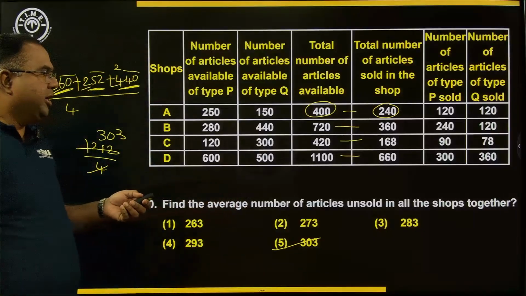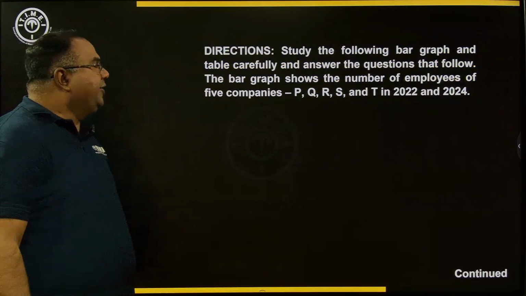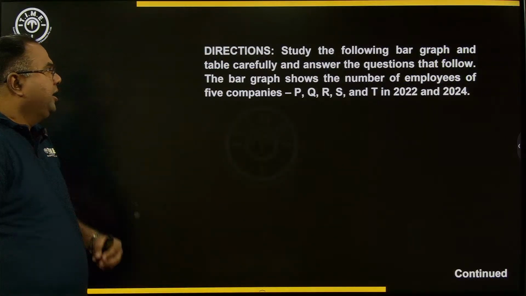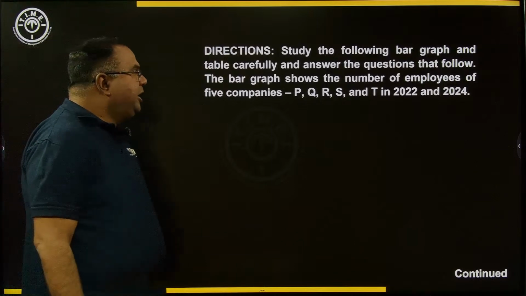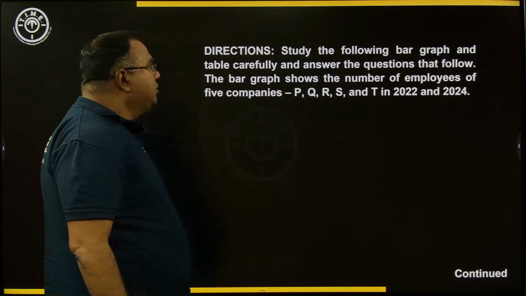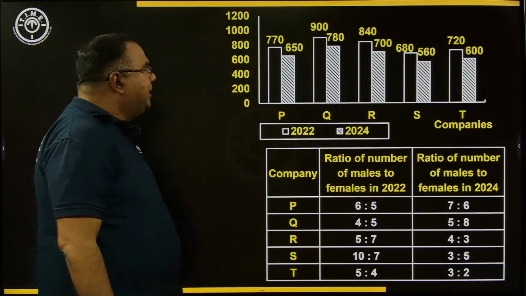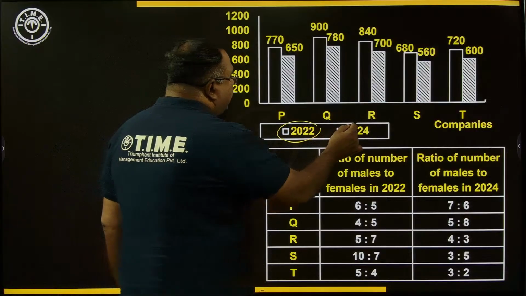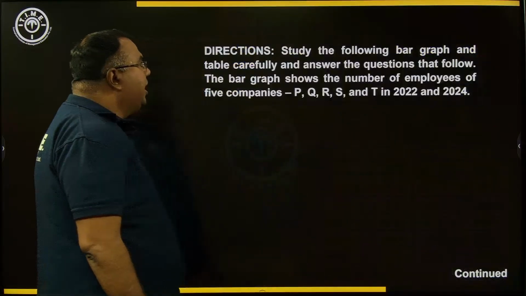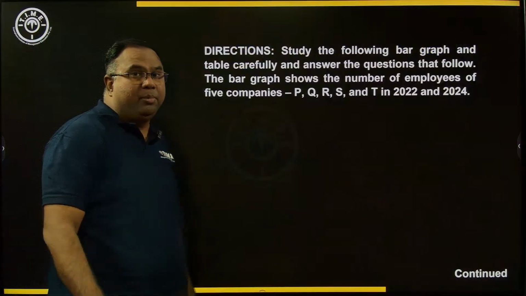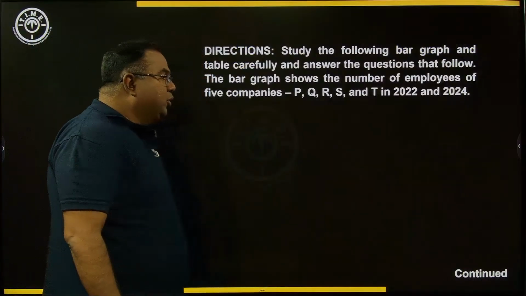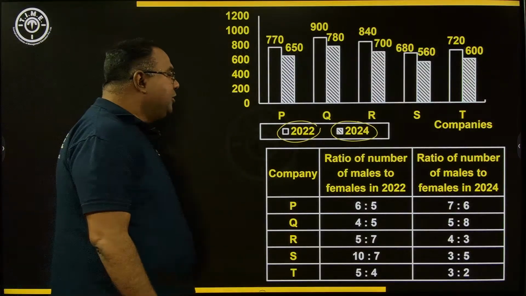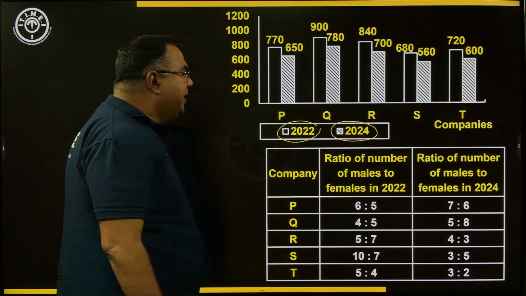Right, so that's all. Next question on your screen. This is the next set. Study the following bar graph and table carefully and answer the questions that follow. The bar graph shows number of employees in 5 companies PQRST in 2022 and 2024. The plain bar represents 22. The dotted one represents 24. Total employees in PQRST in 2022 and 2024 is given here. Then we have ratio of males to females in 2022, ratio of males and females in 2024.